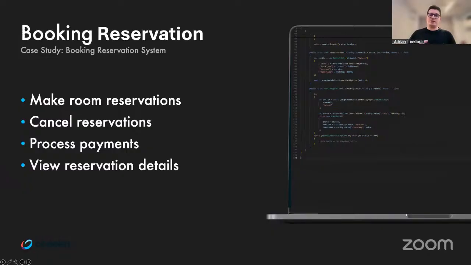Okay, we were talking about the case study that I have picked for this presentation, which represents the booking presentation. And to keep things concrete, we'll frame everything around a booking reservation system. In this system, users can make room reservations, cancel reservations, process payments, and view reservation details. It's simple enough that we can all understand it quickly, but also rich enough to bring out interesting problems like availability, cancellations, and also payments.